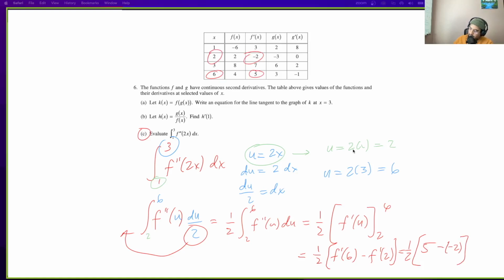So we just have to be very careful with our negatives. Let me move this up here. This will become 1/2, and then in parentheses, 5 plus 2. So this is going to be 7. So our answer is 7/2.